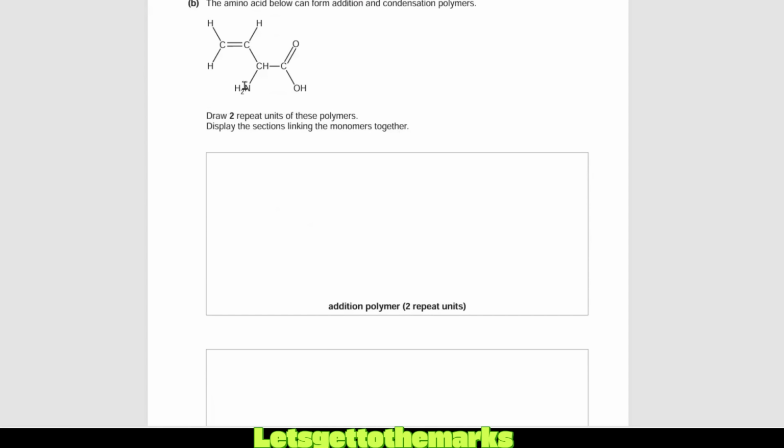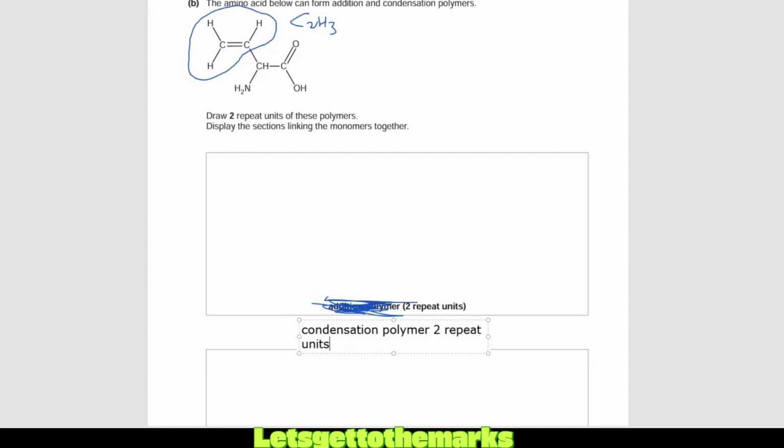Right, we need to do the condensation polymer, and it wants 2 repeat units. So I'm going to draw it here where it says addition polymer. Let me cross that out and write condensation polymer. Now, for the condensation polymer, the double bond bit is not going to open up and become saturated. We can just keep it as C2H3 to save scribbling it out properly. And all we want to do here is remove a water molecule and slap it all together. Let's go.